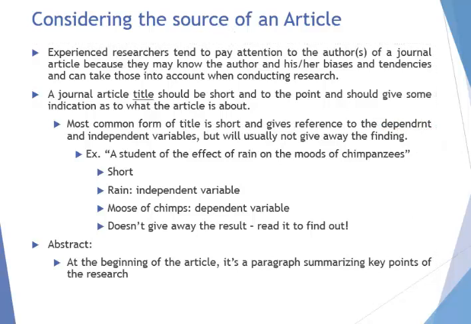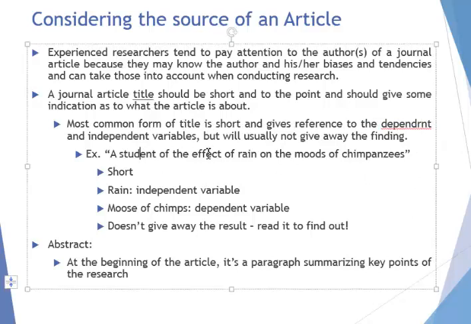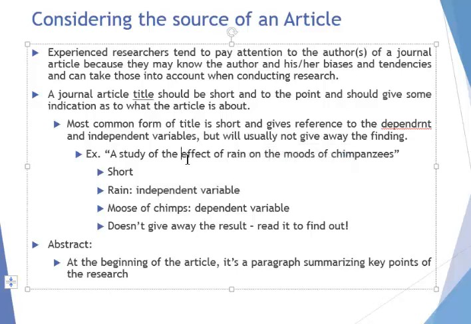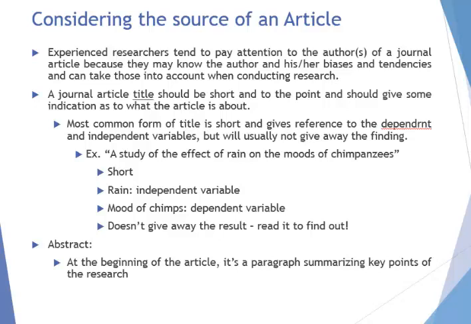So for example, a study of the effect of rain on the moods of chimpanzees. It's short. It tells you what the thing being studied is, in other words, the independent variable, which is the effect of rain. The mood of chimps is the dependent variable, the effect that is being tested, and it doesn't give away the result.